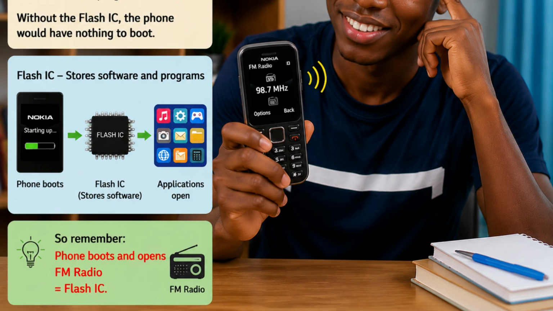After the phone finished booting, Emmanuel opened the FM radio. How was the phone able to start and open its applications? Because the flash IC stores the phone's operating software and all the installed programs. Without the flash IC, the phone would have nothing to boot. So remember, phone boots and opens FM radio equals flash IC.